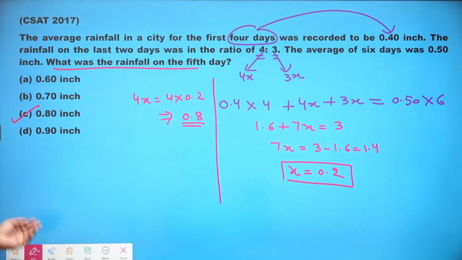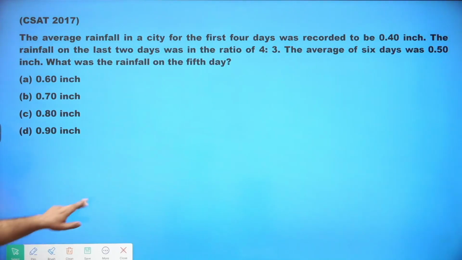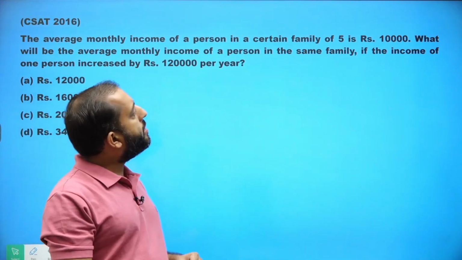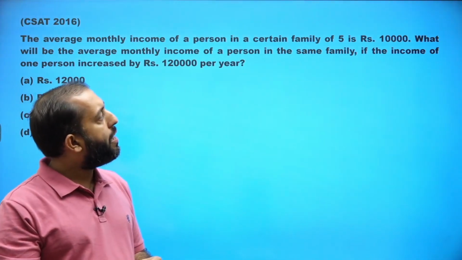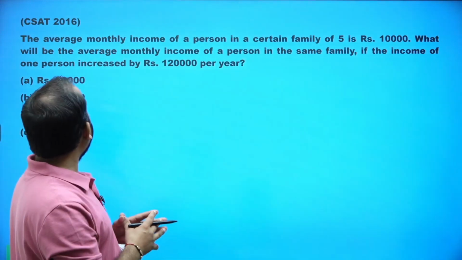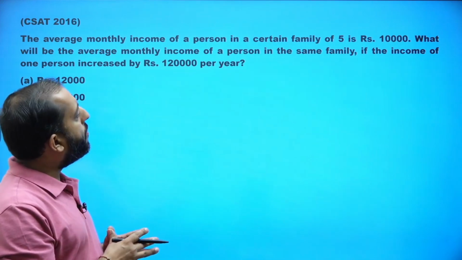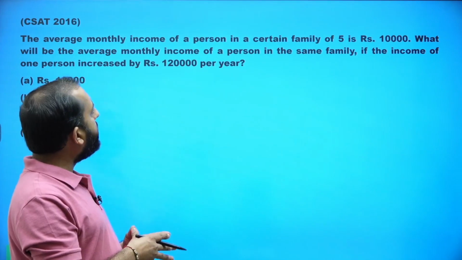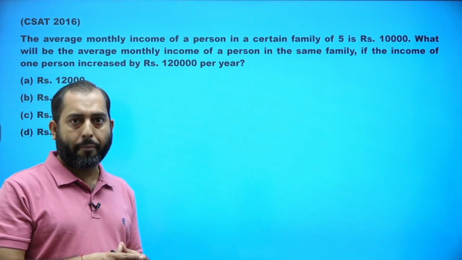Okay, let's move on to the next problem. It says the average monthly income of a person in a certain family of 5 is rupee 10,000. What will be the average monthly income of a person in the same family if the income of one person increased by 12,000 per year?